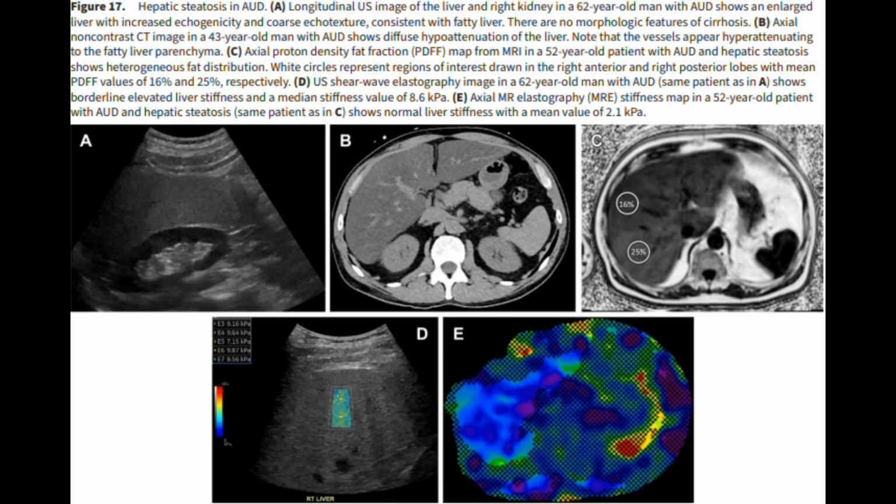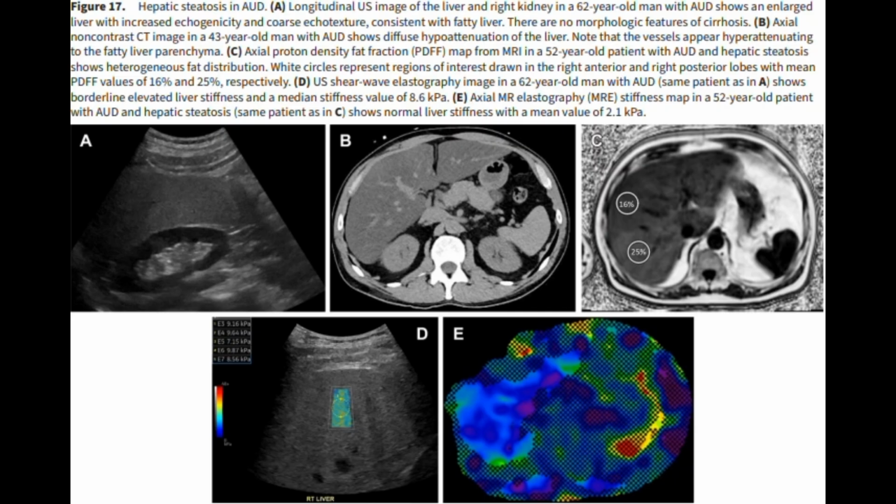On ultrasound, it's typically diffusely brighter, more echogenic. The edges of blood vessels inside might look blurred, and the sound beam doesn't penetrate as well. On CT, it looks darker, hypoattenuating. Less than 40 Hounsfield units usually means moderate to severe fat. And MRI is best for quantifying the fat. Yes, MRI can calculate the proton density fat fraction, PDFF. Gives you a percentage. Over 5–6% means steatosis. It can also show if the fat is patchy.